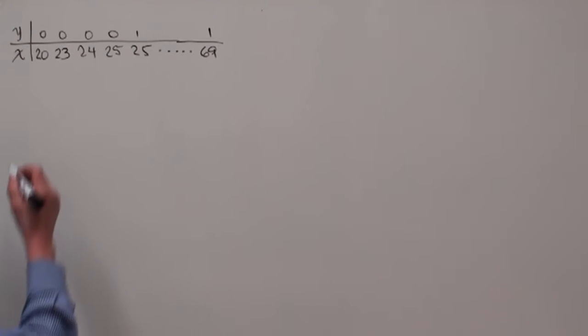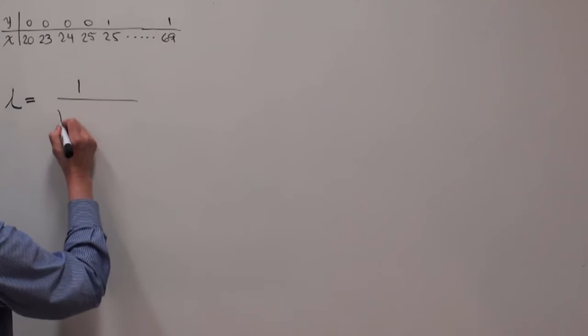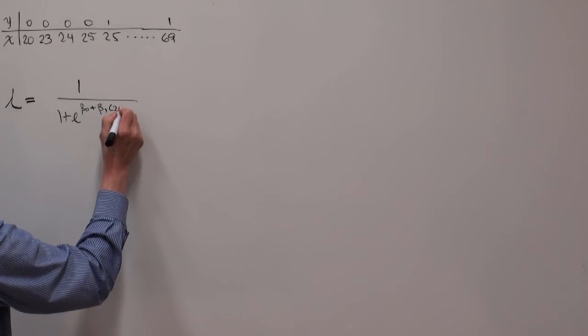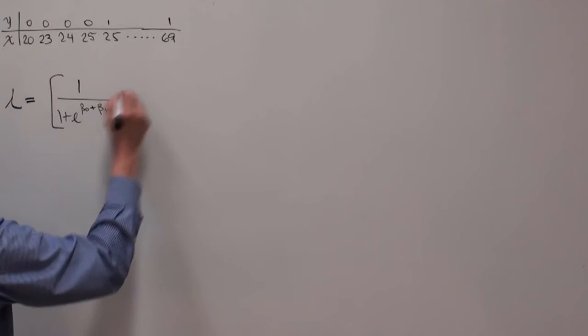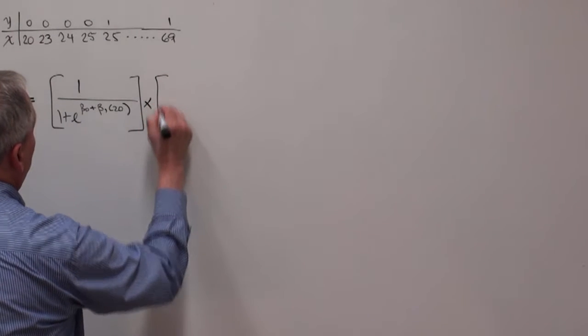So we can start, and we can say, okay, here's the likelihood function. Likelihood function is, okay, what's the probability that a 20-year-old does not have CHD? And remember the model is, that probability is 1 over 1 plus e to the beta naught plus beta 1 times 20. And so what I've written down is the logistic regression probability that a 20-year-old does not have CHD.